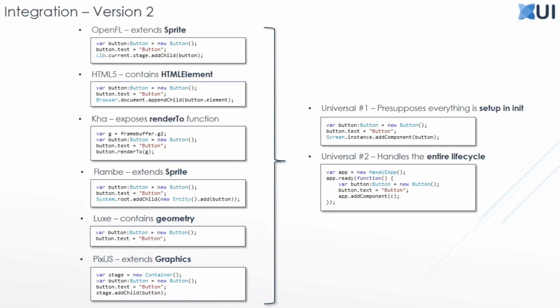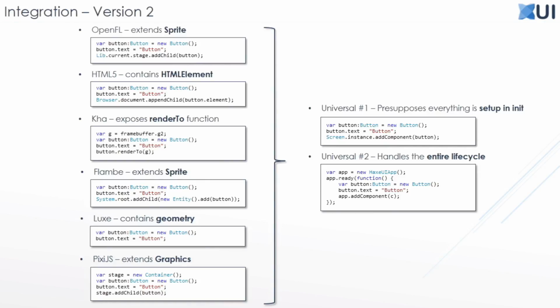HTML5 is very similar. It contains an element, which you can then add to the DOM anywhere you want. Kha exposes a render function. Obviously, Kha has a render loop, and so it exposes a render too. Then you just give it the graphics, and bang, your UI appears on stage. Very similar for Flambe, which is a sprite, so you can just add an entity and use it in your UI. Again, this all integrates nicely with the framework of your choice.